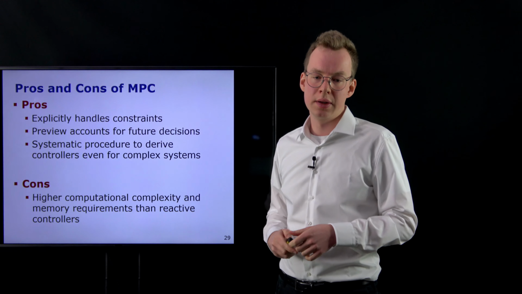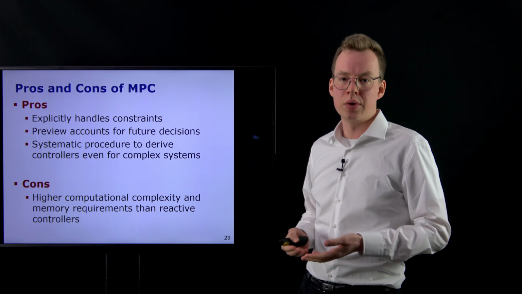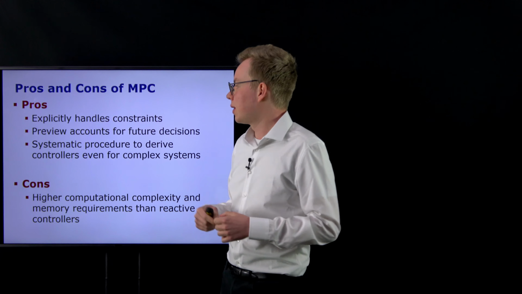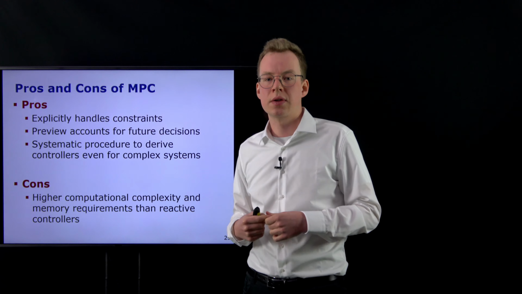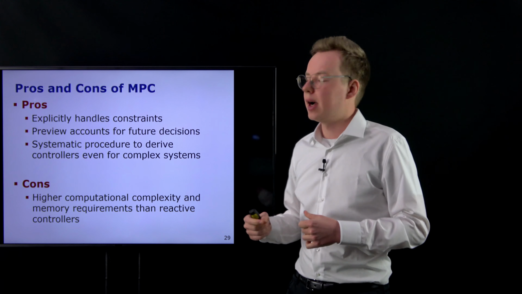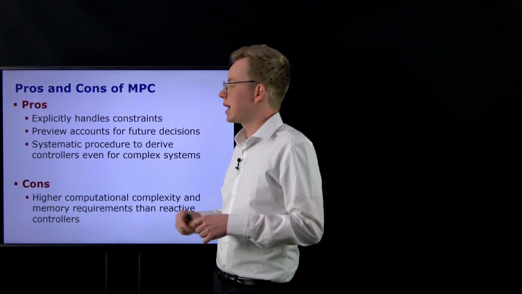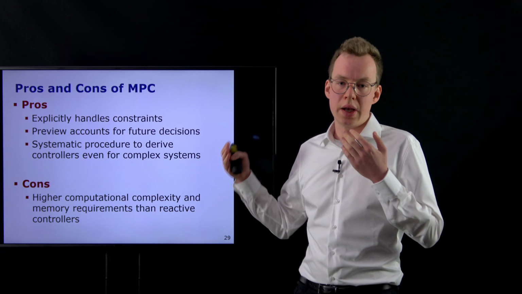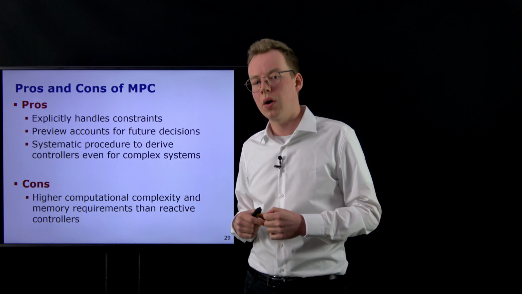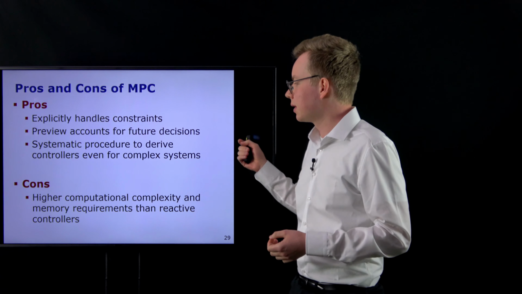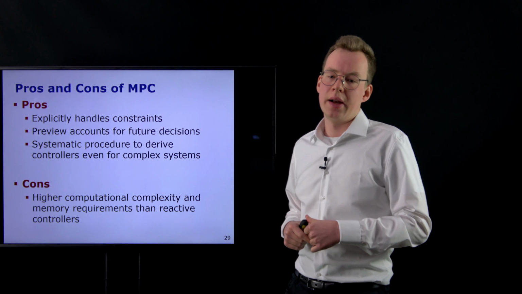Okay, so now to summarize the pros and cons of model predictive control, in particular in contrast to reactive control, we have seen that we can explicitly handle constraints that we can use to encode obstacles, so positions of obstacles, or the track bounds, as in the previous example.